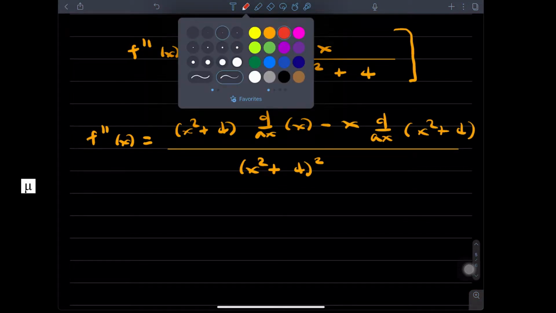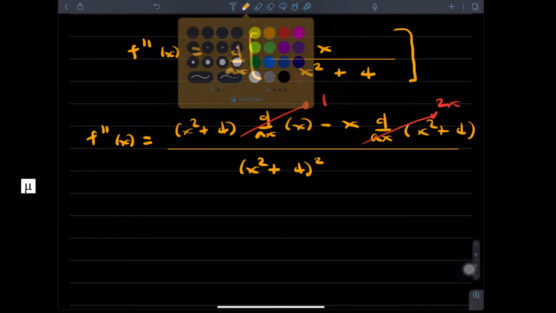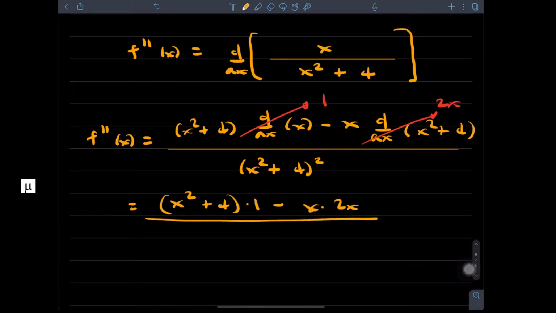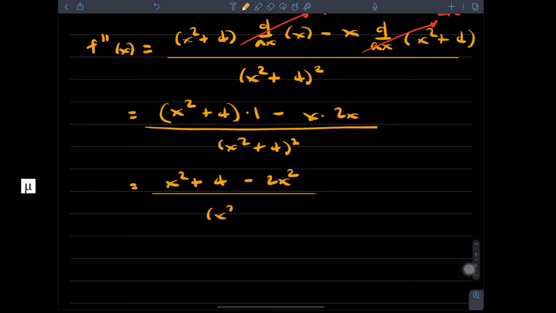Anyway, all right, what's the derivative of x? Isn't that 1? What's the derivative of x squared? Isn't that 2x? So here we go. So x squared plus 4, now that's times 1, okay? Minus x times 2x over the x squared plus 4 squared. So x squared plus 4 minus 2x squared over x squared plus 4 squared.